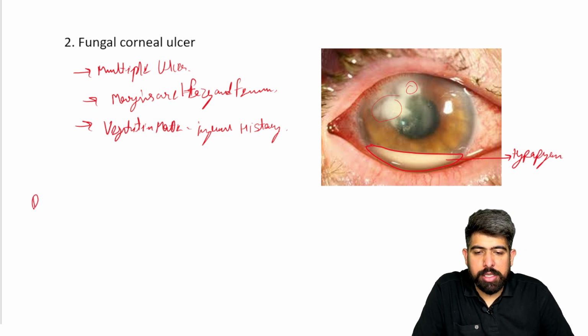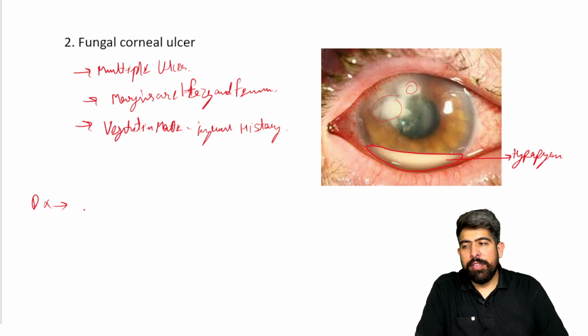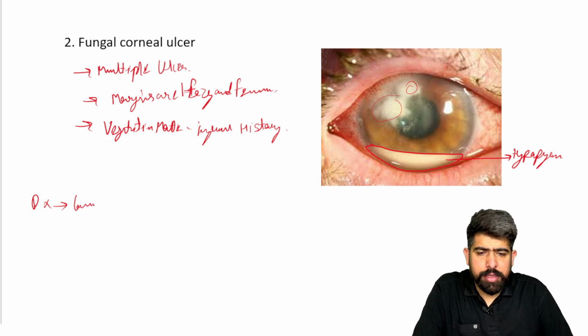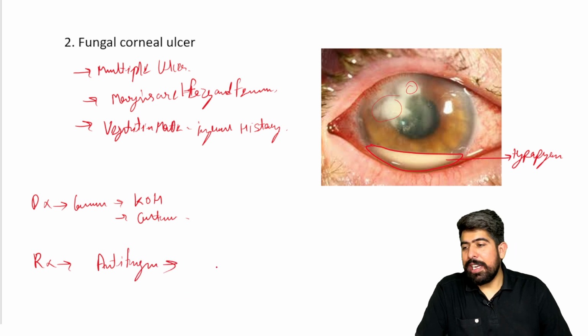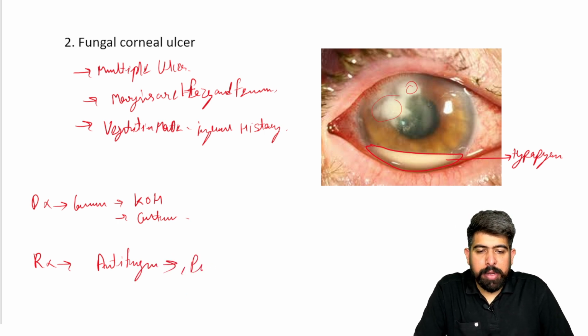If I'm talking about the diagnosis of your fungal ulcer, we can do corneal scraping and a KOH mount, KOH staining, and we can grow it on agar. Culture should also be done. If we're talking about the treatment, we will give antifungals. Also, we can give pilocarpine as the miotic drug and lubricants also.